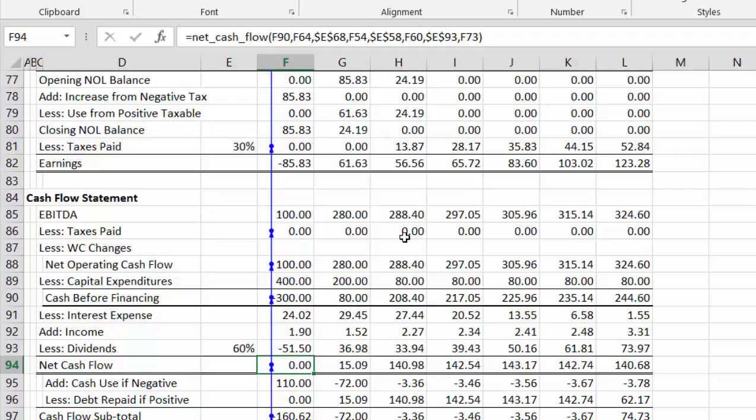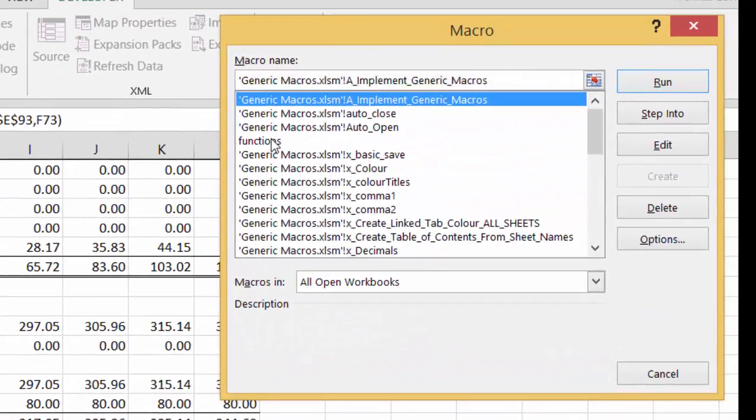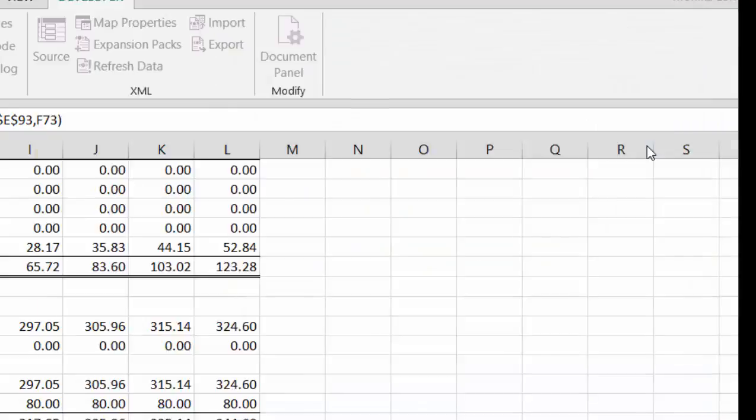So, let's get going with this one, because I hate it when the blue lines are appearing, because there's nothing worse than blue lines.